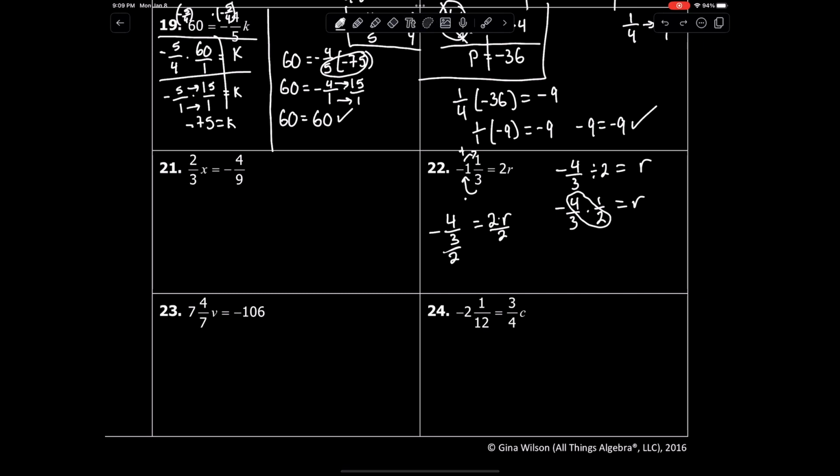Before we do that, we could actually reduce diagonally. So divide both of those by 2. 4 divided by 2 is 2. And then 2 divided by 2 is 1. So really, r is just negative 2/3. I'll let you check the answer on that one.